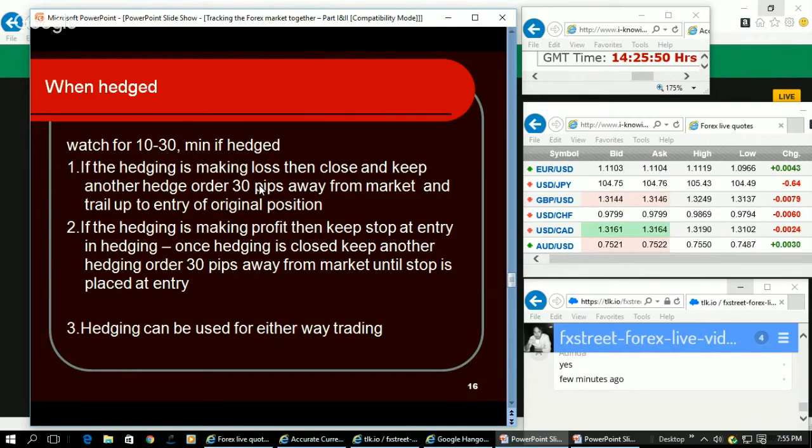And once the position is hedged and the hedging is not making profit for 30 minutes, we close it with a nominal loss or by keeping the stop at entry, as I explained.